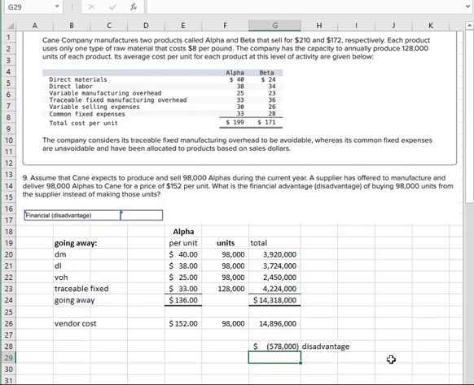All right, and remember that they want the disadvantage as negative. All right, let me know if you have a question.